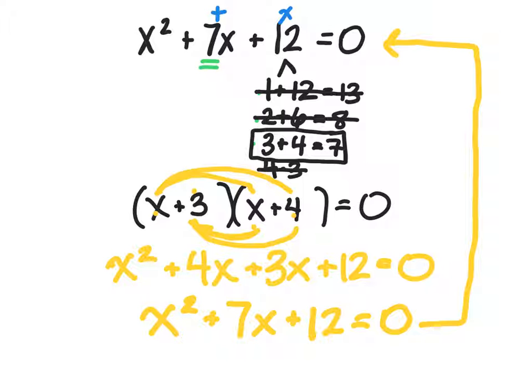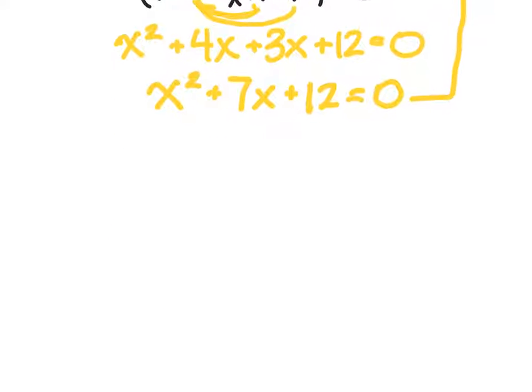All right, now let's take a look at another example. So that second one we mentioned was x squared minus 6x minus 7.